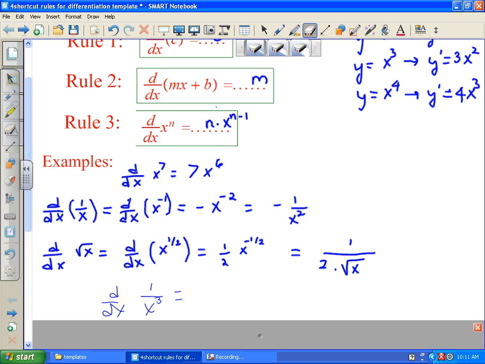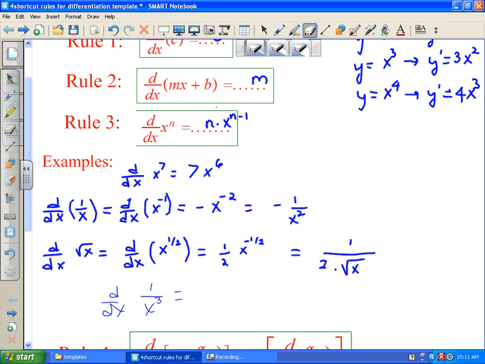All right. How about the derivative of 1 over x to the third power? The derivative of 1 over x to the third. So once again, let me give you a moment. Rewrite and then apply the power rule, please.